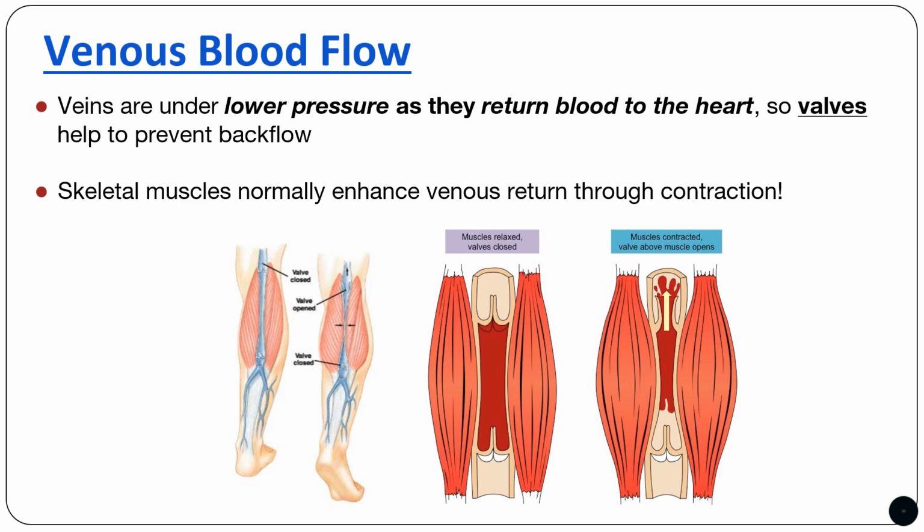Let's talk about venous blood flow for just a quick minute. Veins are under lower pressure since they return the blood to the heart. So we have these little valves here, and the blood will push up through them, and then they fall back and close. This keeps the blood from backflowing. It keeps it moving up and up and up, even though it doesn't have a whole lot of pressure behind it. Skeletal muscles can actually help with this process because, when they contract, they can help increase that venous return by putting a little pressure on those veins.